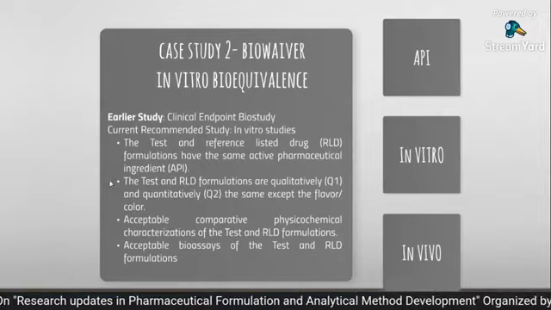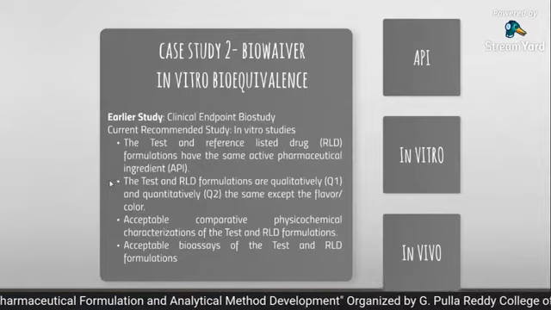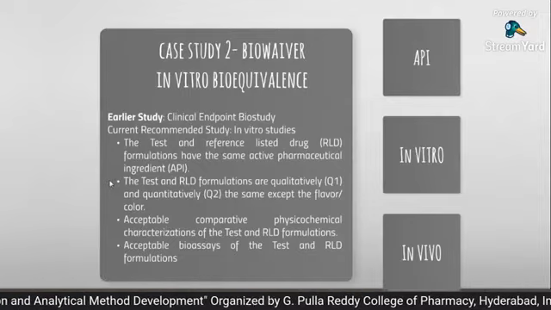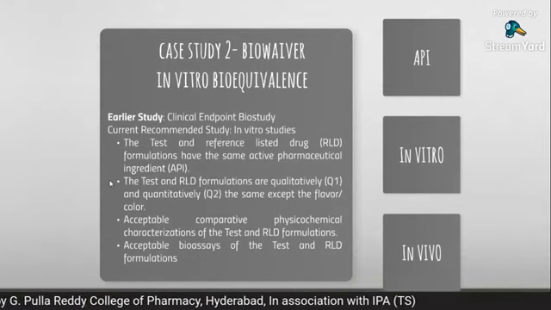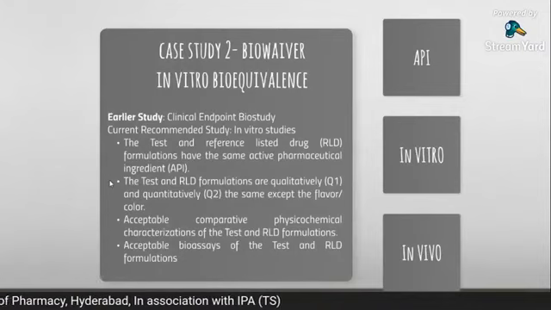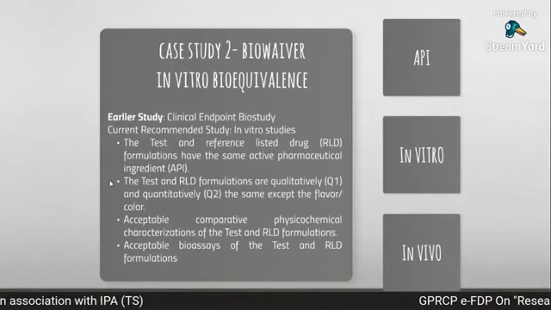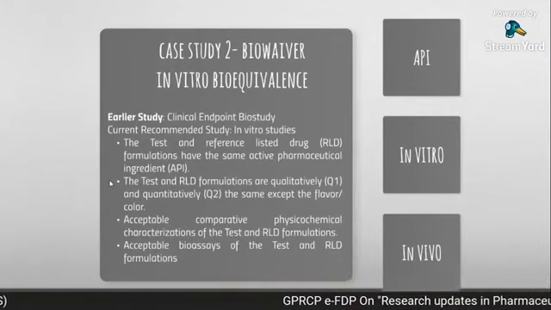In that, there are 3 levels of testing. First of all, as I told you, the test and reference formulation should have the same API, and they should have qualitatively and quantitatively the same excipients except flavor and color, and they should have comparable physicochemical characteristics.